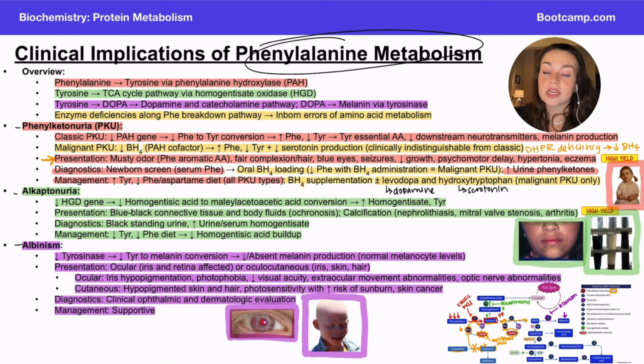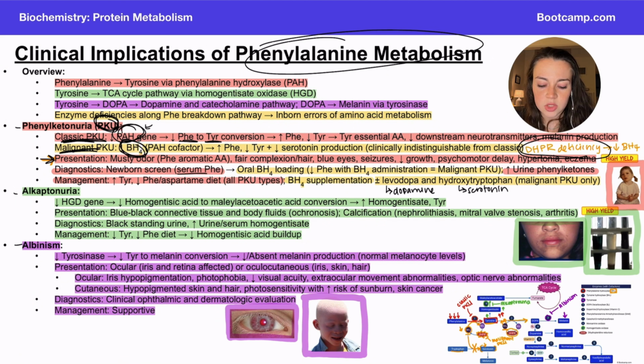The first one was phenylketonuria, or PKU, which was an inability to convert phenylalanine to tyrosine. In the classic form of PKU, that was due to a deficiency in the enzyme phenylalanine hydroxylase. In the malignant form of PKU, it was due to a decrease in that BH4 cofactor of the PAH gene due to a deficiency in DHPR. Either way, they both presented with musty odor, fair complexion, seizures, psychomotor delays, eczema, things like that.